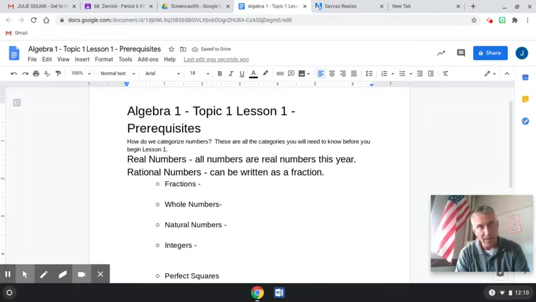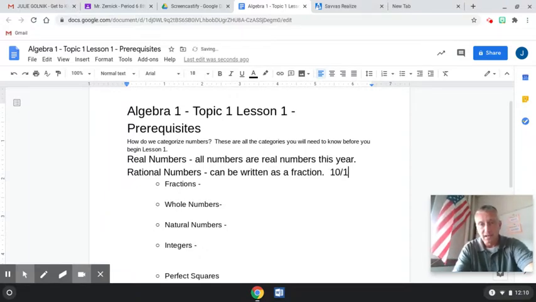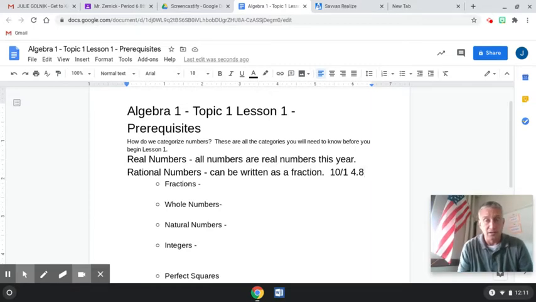So what do I mean by that? Well, let's take the number 10. Can I write the number 10 as a fraction? I sure can. I can write 10 over 1 because 10 divided by 1 is still 10. It's a fraction. Can I take the number 4.8 and write it as a fraction? Sure I can. It's 4 8/10, and 4 8/10 simplifies to 4 4/5, and that's a fraction. It's actually a mixed number, but we could turn it into an improper fraction, right? So any number that can be written as a fraction is a rational number.